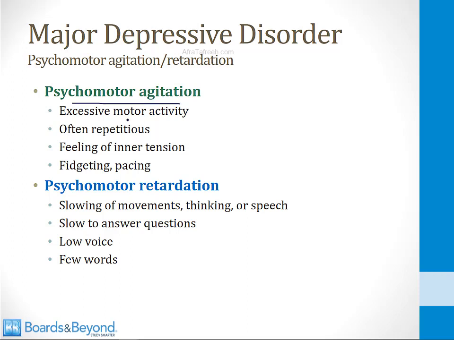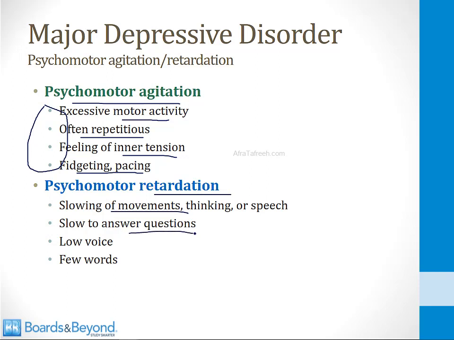Earlier, I mentioned psychomotor agitation and retardation, so let's talk about what those terms mean now. Psychomotor agitation means excessive motor activity. It's often repetitious. Patients complain of a feeling of inner tension. They sometimes will fidget or pace, and these are seen among patients who are depressed. Some patients are at the opposite end of the spectrum. They have psychomotor retardation. So when these patients are depressed, they have a slowing of their movements, thinking, or speech. They're slow to answer questions. They can appear lethargic when you talk to them. They speak in a low, quiet voice and don't say many words. This is psychomotor retardation, and both of these are seen among patients with depression.